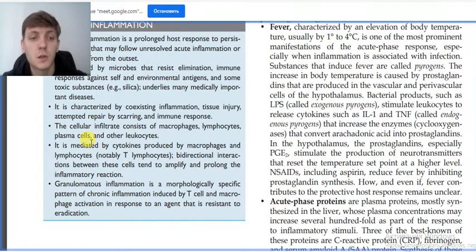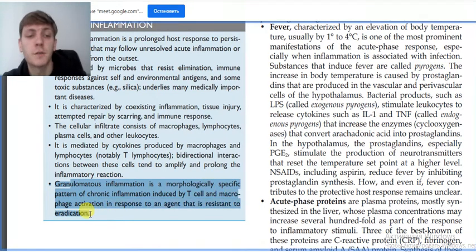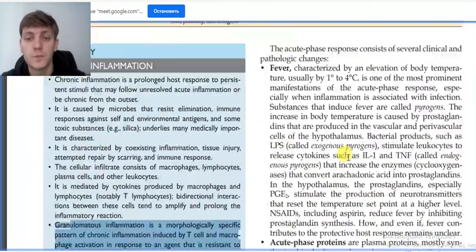The cellular infiltrate consists of macrophages, lymphocytes, plasma cells, and other leukocytes, as we discussed before. It is mediated by cytokines produced by macrophages and lymphocytes, notably T lymphocytes. Bidirectional interactions between the cells tend to amplify and prolong the inflammatory reaction. A special type of chronic inflammation is known as granulomatous inflammation. It's a morphologically specific pattern of chronic inflammation induced by T cells and macrophage activation in response to an agent that is resistant to eradication. So as I said before.